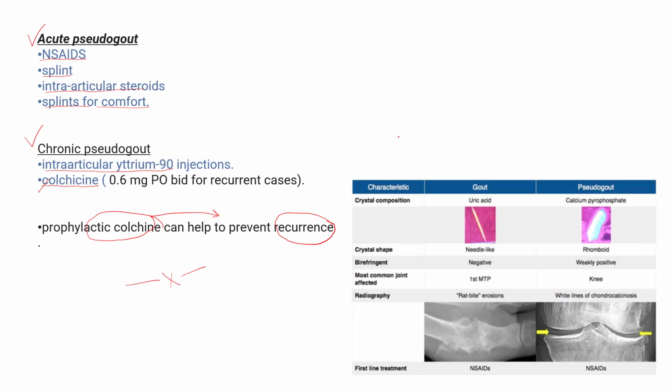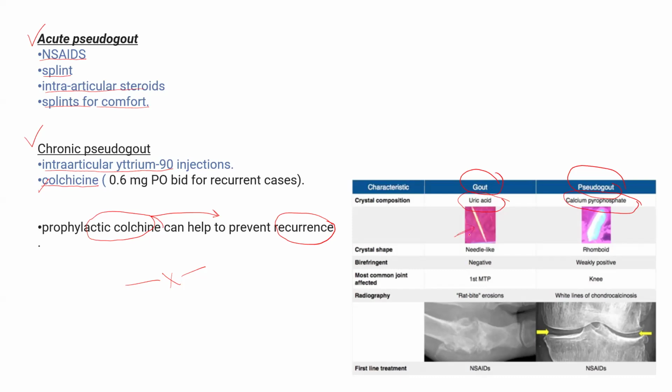So I just want to clear up the most confusing thing. How will you differentiate between gout and pseudogout? So this is gout and pseudogout. We need to have clarity in your mind about what exactly the findings are in gout and what exactly the findings are in pseudogout. So what is the crystal composition? In gout, the crystals are made of uric acid, whereas in pseudogout, crystals are made of calcium pyrophosphate.